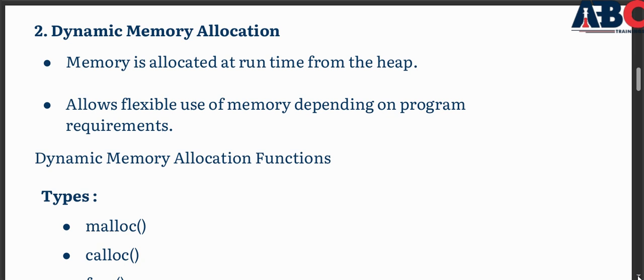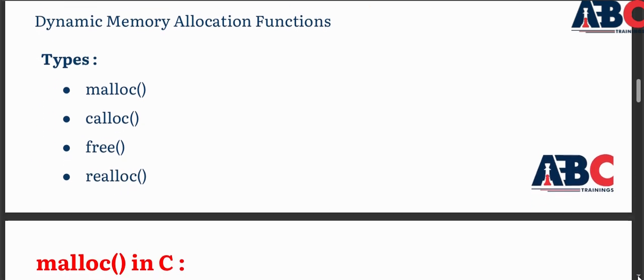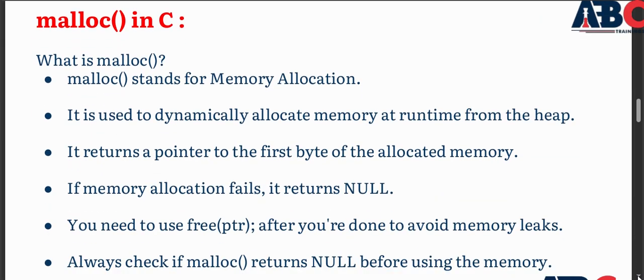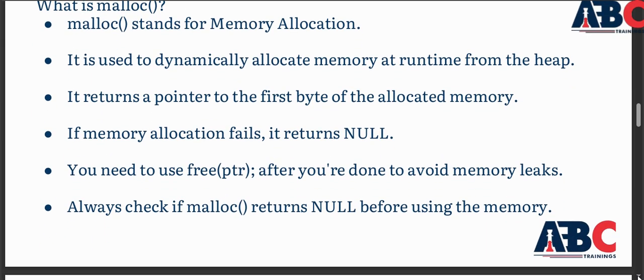डायनेमिक मेमोरी एलोकेशन फंक्शन जो टाइप से हमारे वो देखने वाले हैं: malloc, calloc, free, realloc. malloc in C. What is malloc? Malloc stands for memory allocation. It is used to dynamically allocate memory at runtime from the heap. It returns a pointer to the first byte of the allocated memory. If memory allocation fails, it returns null.